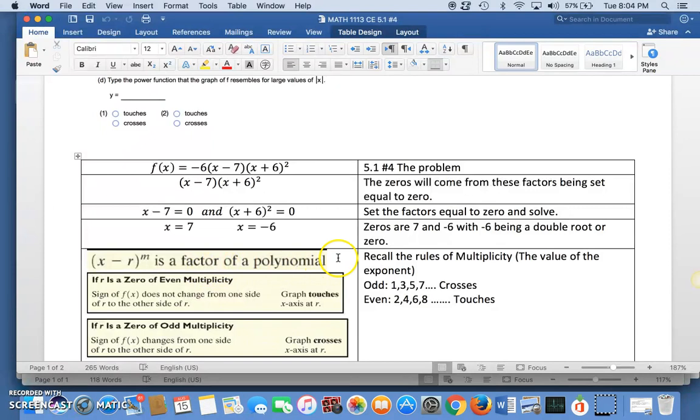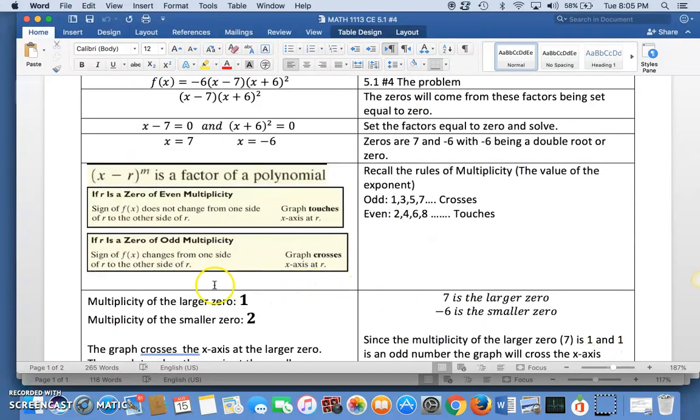It's a little background information here. This is kind of like the factors you have. M stands for the multiplicity. If this M is an even number, the graph will just touch the x-axis. If the M is an odd number, the graph will cross the x-axis. So you found your two zeros, 7 and -6. They're referred to as the larger and the smaller. Of course, any positive number is going to be larger than any negative number.